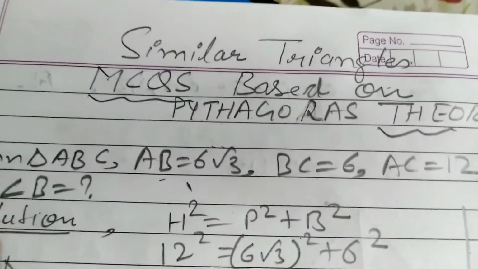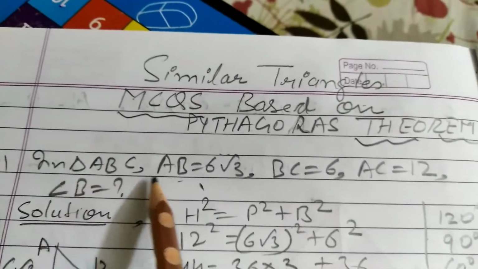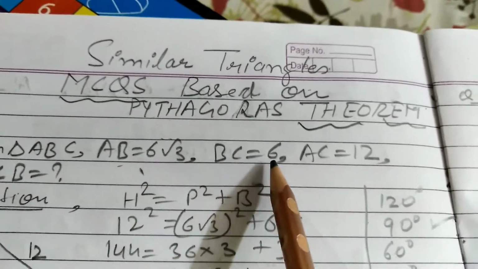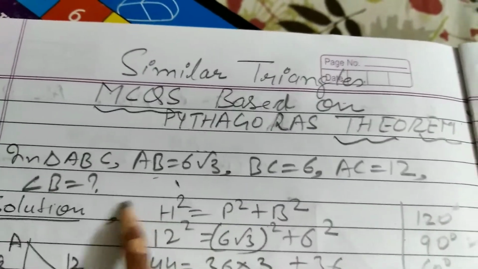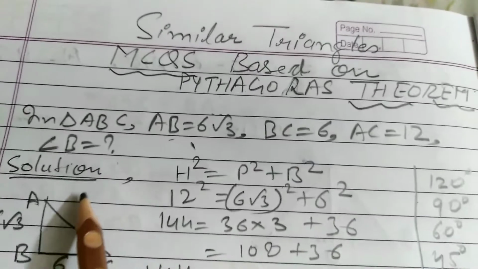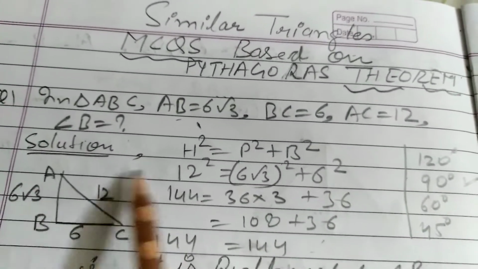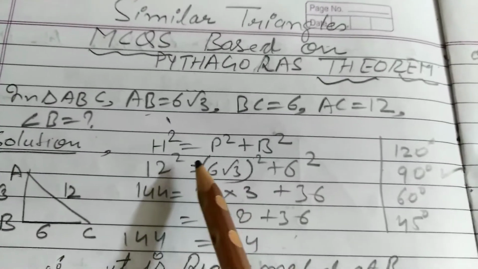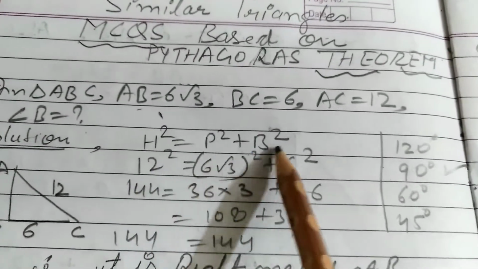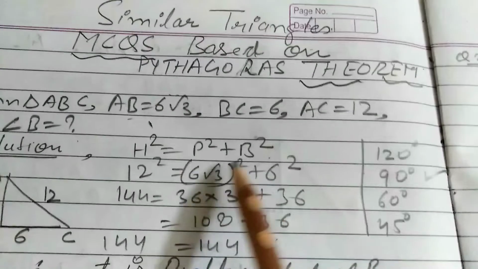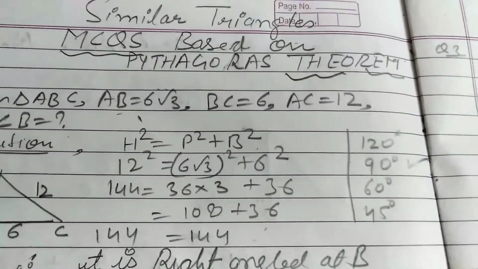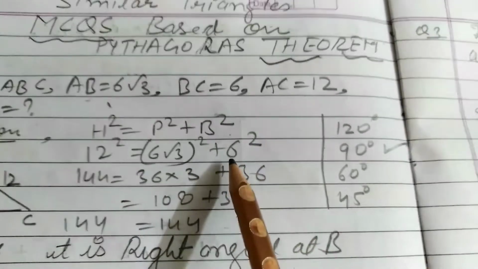Okay. Question number 1: in triangle ABC, AB is equal to 6 root 3, BC is 6, and AC is 12. We need to find angle B. So let us draw a triangle. They have given the dimensions, so apply the Pythagoras theorem. H square is equal to P square plus B square. So 12 square is equal to (6 root 3) whole square plus 6 square.